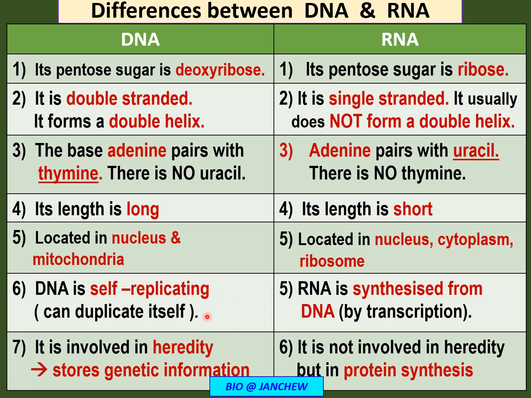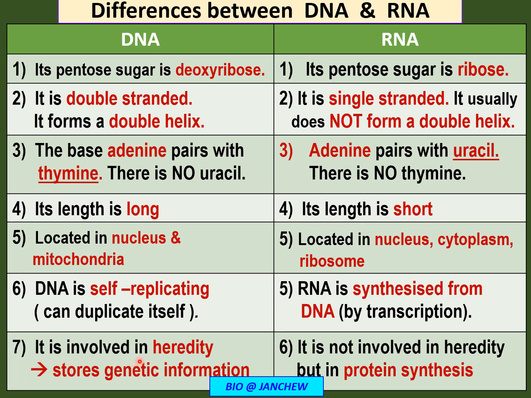It can duplicate itself, especially during cell division, so that the new cells will also have a copy of the same DNA. So it can replicate itself. Or the chromosomes will duplicate themselves, and in the process, the DNA is duplicated too. Now, for RNA, it cannot self-replicate. It is synthesized from DNA by copying the code on DNA. So RNA is like, well, in inverted commas, the daughter of DNA. It is from DNA. But whereas DNA is double-stranded, RNA is single-stranded.